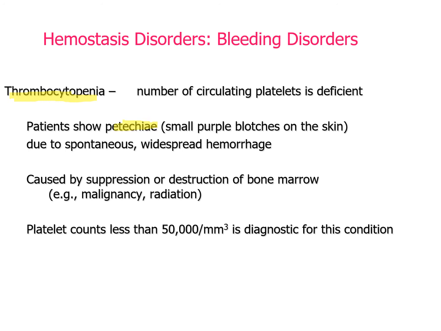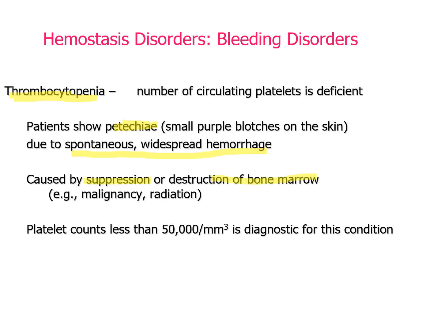Spontaneous widespread hemorrhaging. Everyone, normal people, have spontaneous widespread hemorrhaging. But it immediately gets stopped, mostly by platelet plug formation, but also, if it's slightly bigger, probably some coagulation. Thrombocytopenia can be caused by a number of different things: destruction of the bone marrow, suppression of the bone marrow.